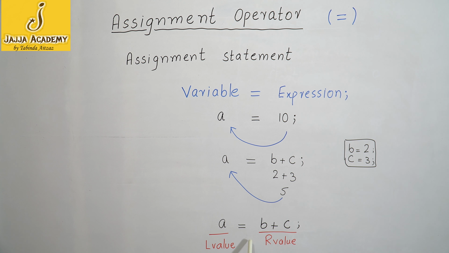The value on the right side of an assignment operator is known as R value. R stands for right value, and the value or variable written on the left side of the assignment operator is known as L value or left value, L for left. And the left value must be a variable. It cannot be a constant value.